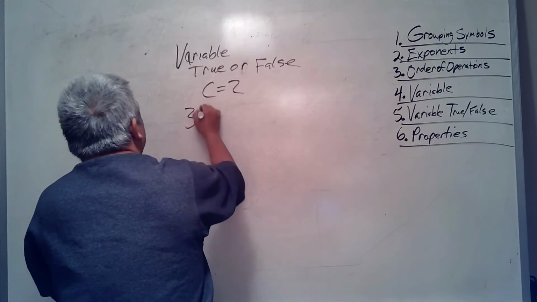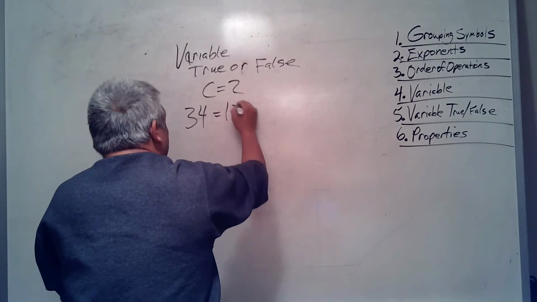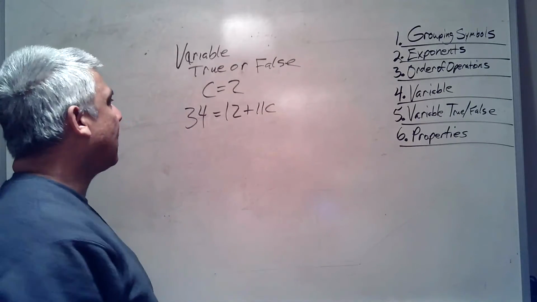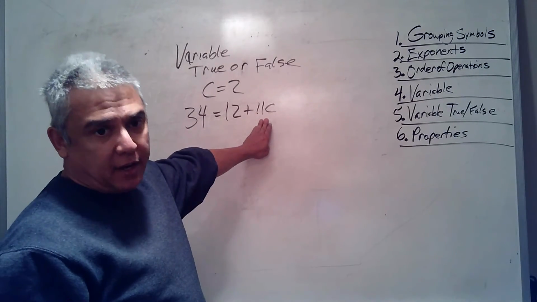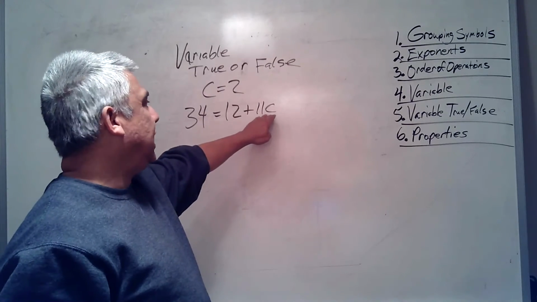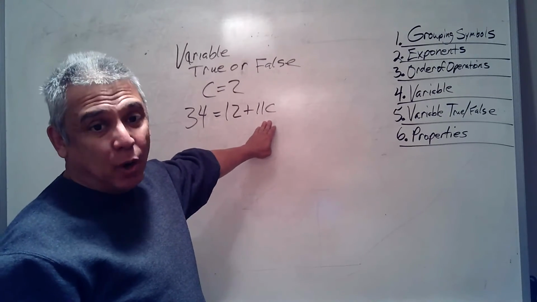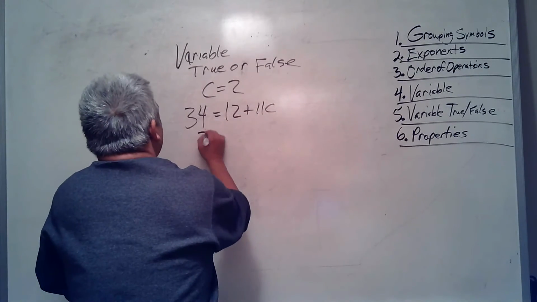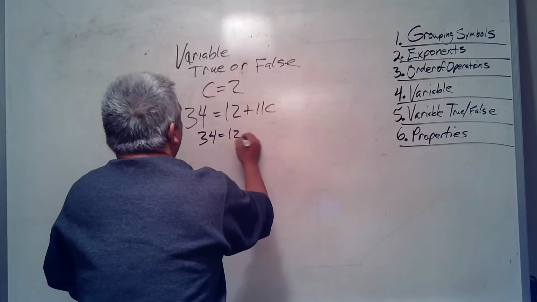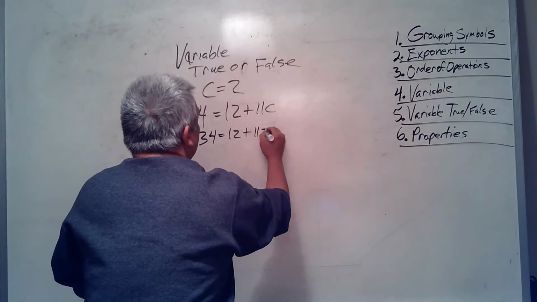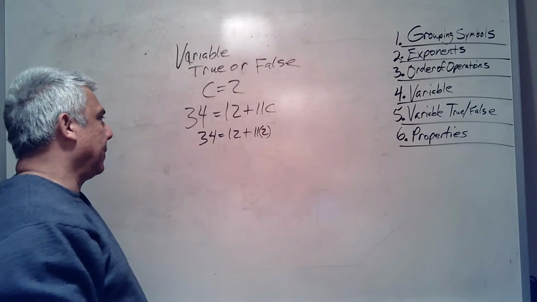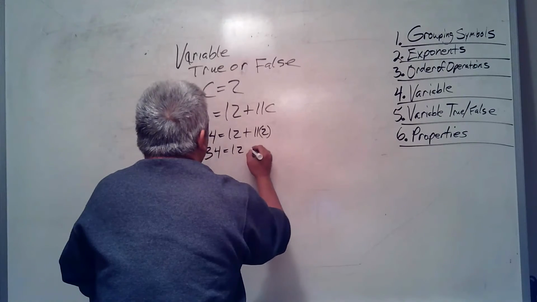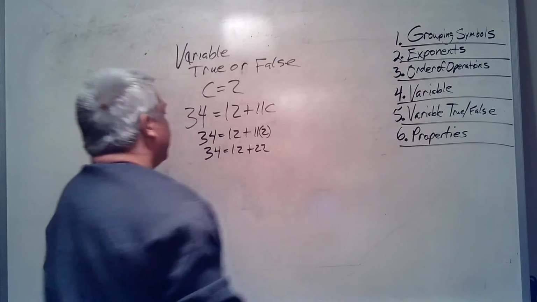Alright, so if we go 34 equals 12 plus 11C. Do you see a plus or minus sign here? I don't. Do you see anything between there? I don't. So that means that C is going to be multiplied against that 11. So I'm going to get 34 equals 12 plus 11, and I'm going to put the 2 just like that. And what is 2 times 11? So I'm going to get 34 is equal to 12 plus 22.